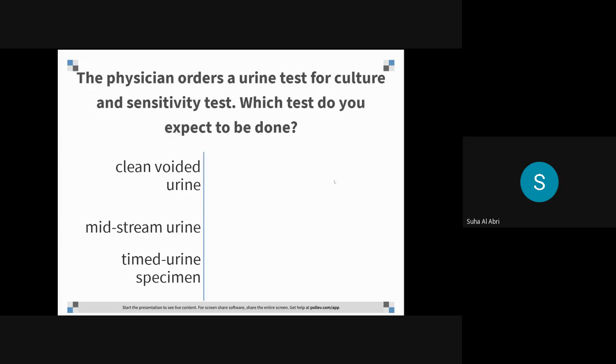No. Clean voided, yes, for microorganisms, but it is routine. Yes. And clean catch, there are many precautions the patient should take. Okay, very good. This is midstream urine or clean catch. Why? Because this test is intended for examination for any presence of specific microorganisms. The clean voided is a routine examination.